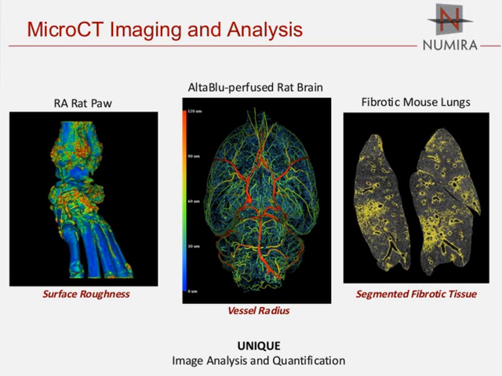On the left-hand side, we're looking at the surface roughness of this rat paw. In the middle, we're looking at the size of each of the vessels through the brain. And over on the right-hand side, what we're looking at is which pixels, or in 3D, which voxels, are brighter, are hyper-attenuating, as we say. It turns out that those pixels are exactly the regions where you're seeing fibrosis within these specimens.